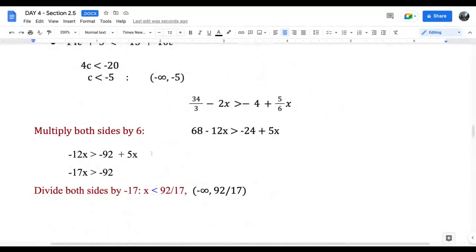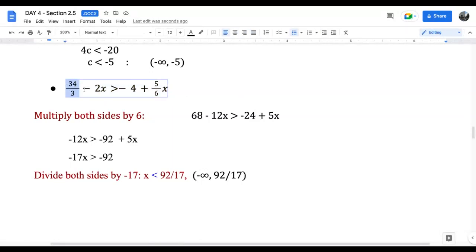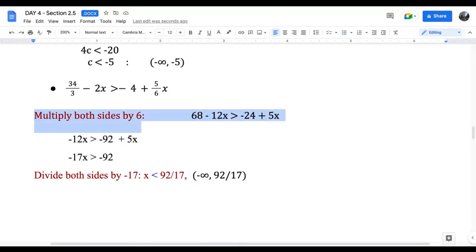Well, let's see, this one involves fractions. Same as solving equations, we could get rid of the denominator. In total we have 4 terms. 34 divided by 3 is 1 term. Negative 2x is 1 term. So 2 terms on the left-hand side. Negative 4 and positive 5 over 6x are 2 terms on the right-hand side. We want to multiply all 4 terms by 6 to get rid of the denominator, so we don't have to deal with fractions.